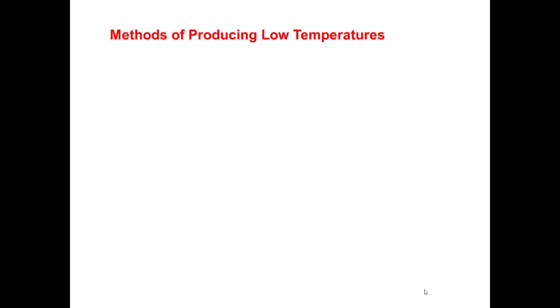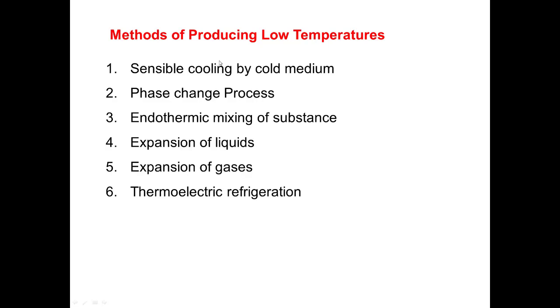Now, the next question: what are the methods available for producing a refrigeration effect or producing low temperature? These are the following methods by which we can produce low temperature. One of them is sensible cooling by cold medium, phase change process, endothermic mixing of substances, expansion of liquid, expansion of gases, and thermoelectric refrigeration. Now let's discuss them one by one.